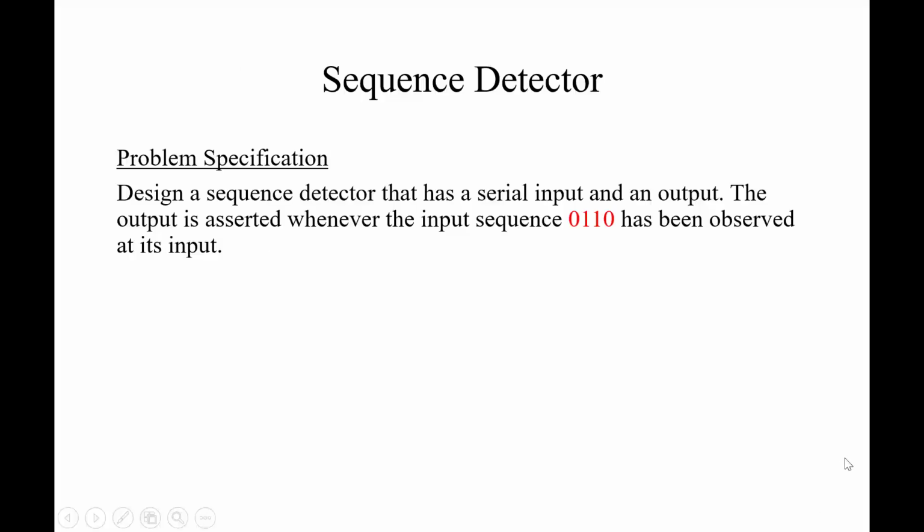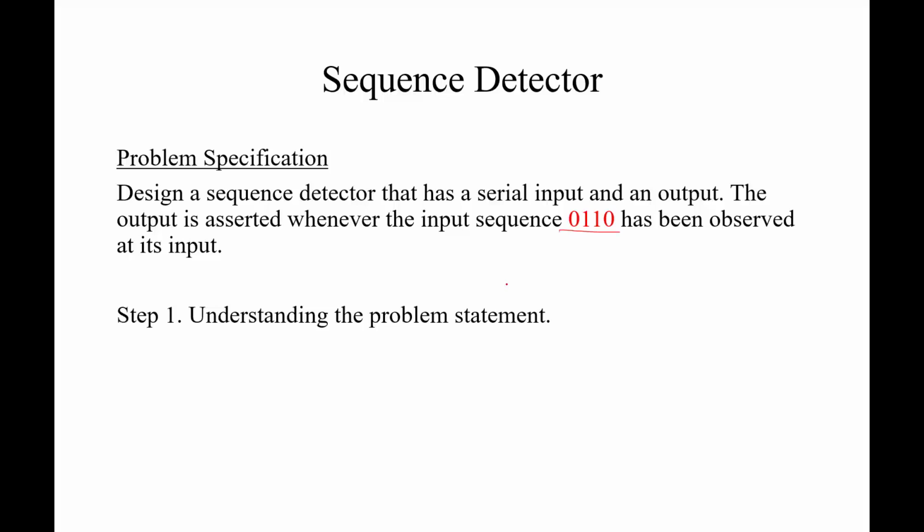Suppose we are given a problem specification of a sequence detector circuit where, if the input sequence 0110 is at its input register, then only the output should be asserted. In order to come up with this state diagram, we have to follow a number of important steps before we can come up with a state diagram. The first and foremost is that we have to understand the problem statement correctly.